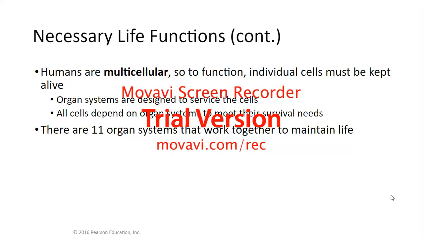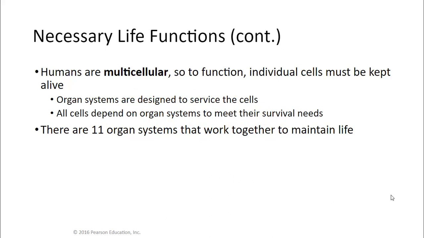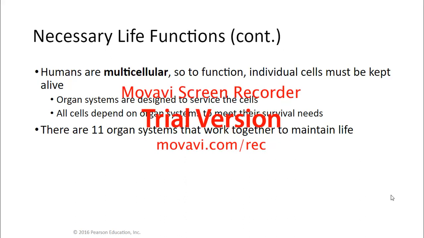If your kidneys fail, you're not going to be able to survive. If your respiratory system fails, you're not going to be able to survive. If your heart fails, you're not going to be able to survive. So all the organ systems have to work together in order to maintain life.